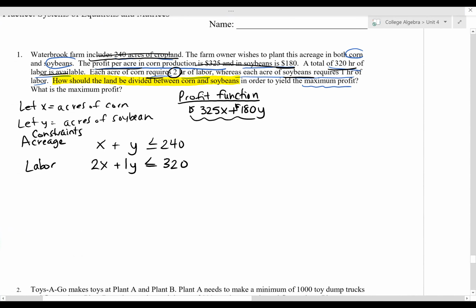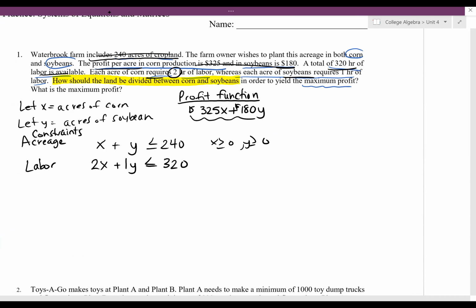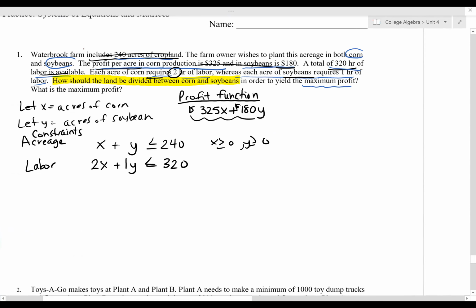I think we've got everything. We always have the constraints, X must be greater than or equal to 0, Y must be greater than or equal to 0. Hopefully you've picked that up because you can't have negative acres, you can't have negative dollars, all that is embedded in that. So we're always dealing with that first quadrant.